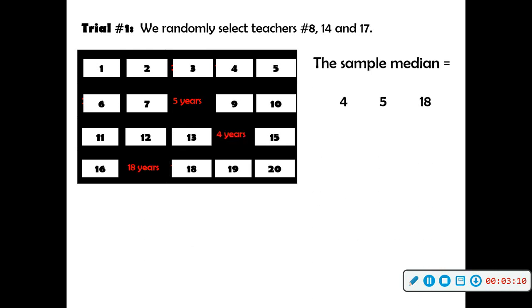Cool. So we'll take the median of this sample because I'm trying to find the median experience for our Lake Braddock teachers. So that's going to be 5. Now 5 is something we call a statistic. A statistic is one of our center or spread measurements from a sample.